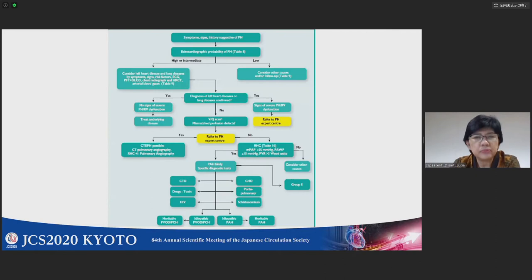And this is the algorithm for how we can diagnose PAH. It starts if the patient has symptoms and signs suggestive of pulmonary hypertension. We know that echocardiography is the first screening tool for pulmonary hypertension, by which the patient is classified as low, intermediate, or high probability of PH. After excluding type 2, type 3, and type 4 by performing a VQ scan, we go to the possibility of PH group 1, with the definitive criterion, or gold standard, using right heart catheterization.